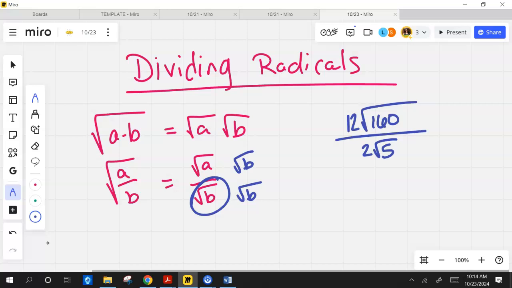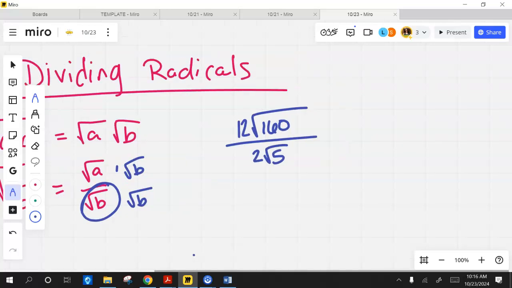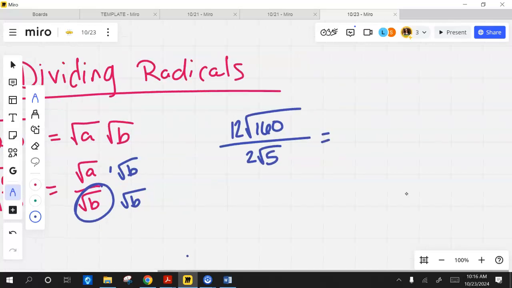then I'll give you all a second to copy that. I could go through and rationalize this using this property, but instead what I'm going to do is simplify what's outside of the radicals first. What's 12 divided by 2? 6. And then I am going to put both of these under one radical. In other words, what's 160 divided by 5? 32.